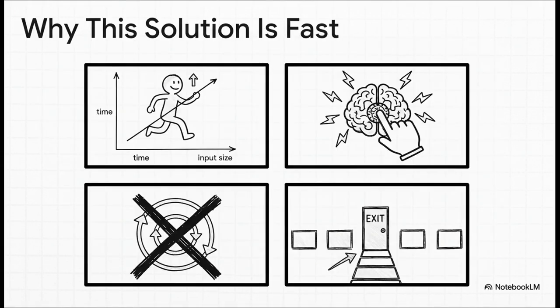So why is this so much faster? Well, first, we only go through the list one time. That's what O(n) means. And the real magic of hashing, which we talked about last time, is that looking something up in the map, that's O(1), which is basically programmer speak for instant. No nested loops, and we can stop the second we find an answer.